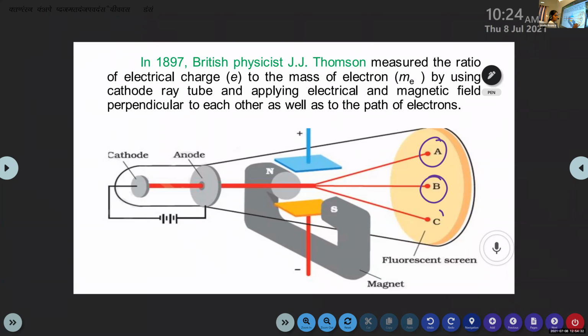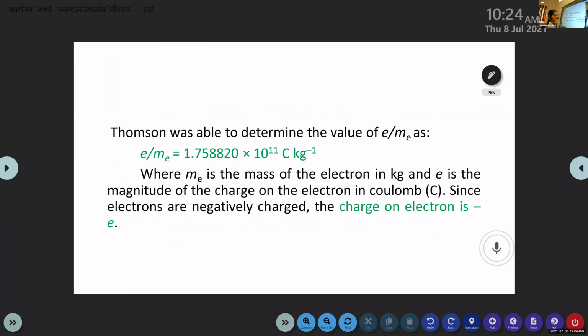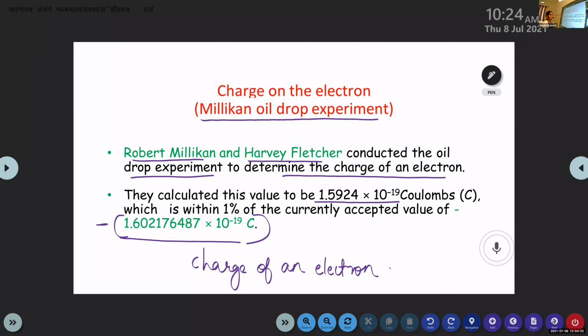A, B, and C. In case A, an electric field is applied. Here it is a magnetic field. And at point B, the electric and magnetic fields are balanced. Based on this experiment, we arrived at the value of the charge to mass ratio. After that, the Millikan oil drop experiment leads to the value of the charge of an electron. Note down that the charge of an electron is always negative. Clear?